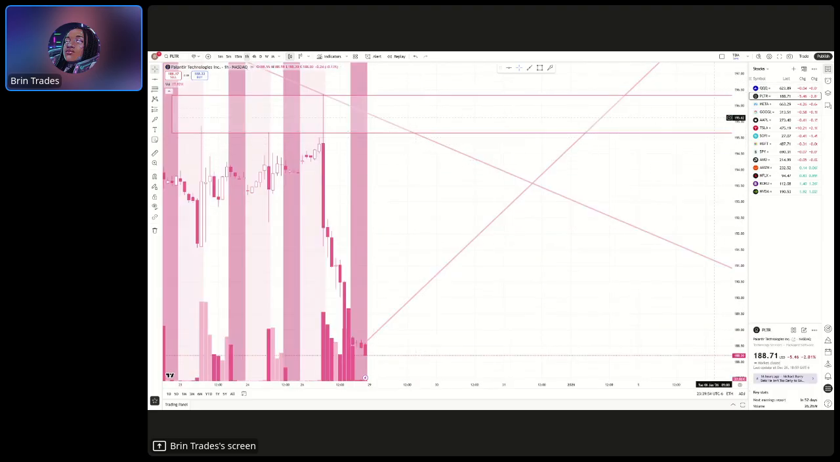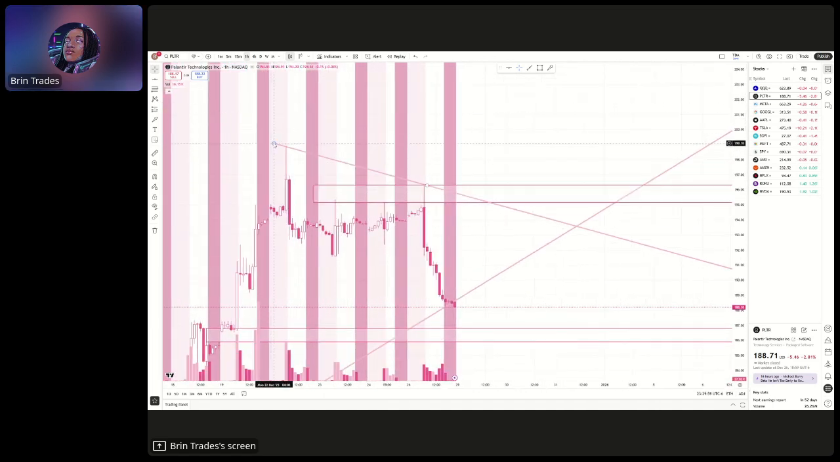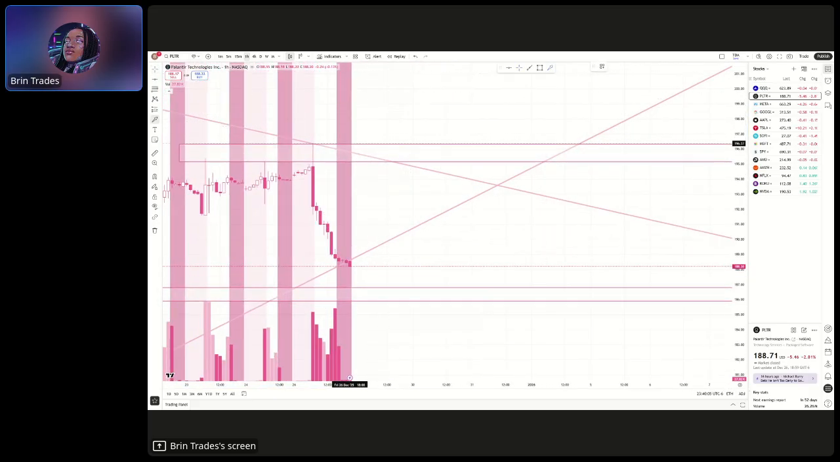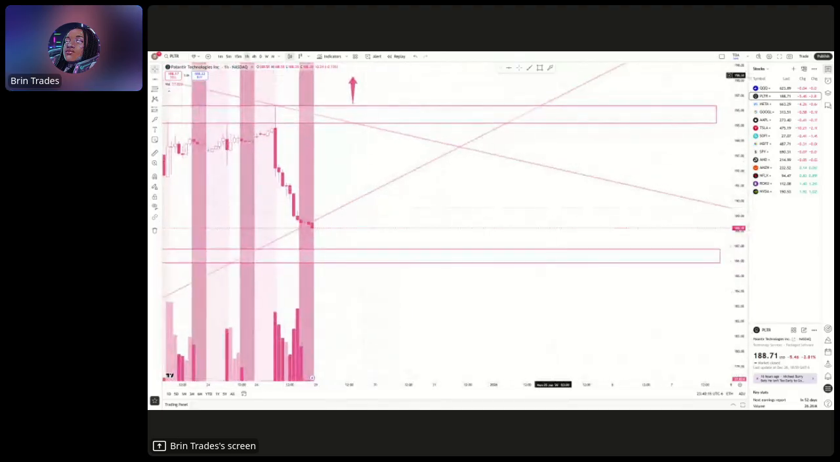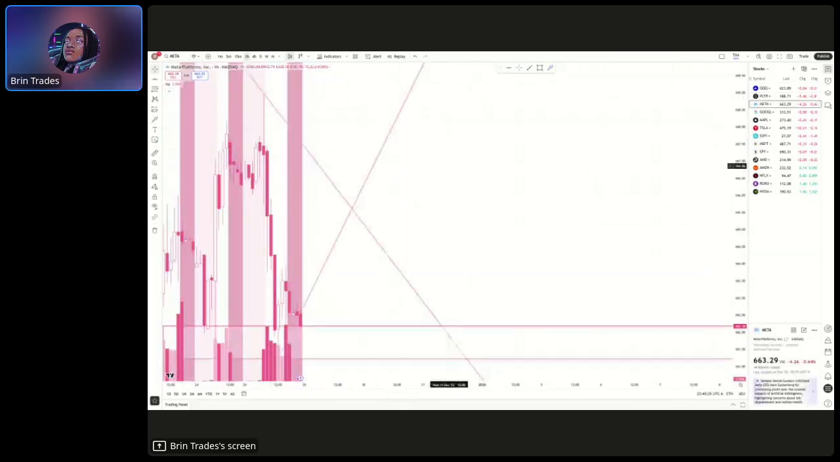Let's look at PLTR as well. We'll have calls above here. Let's bring it to the front. Puts below here. Okay. Now for Meta.